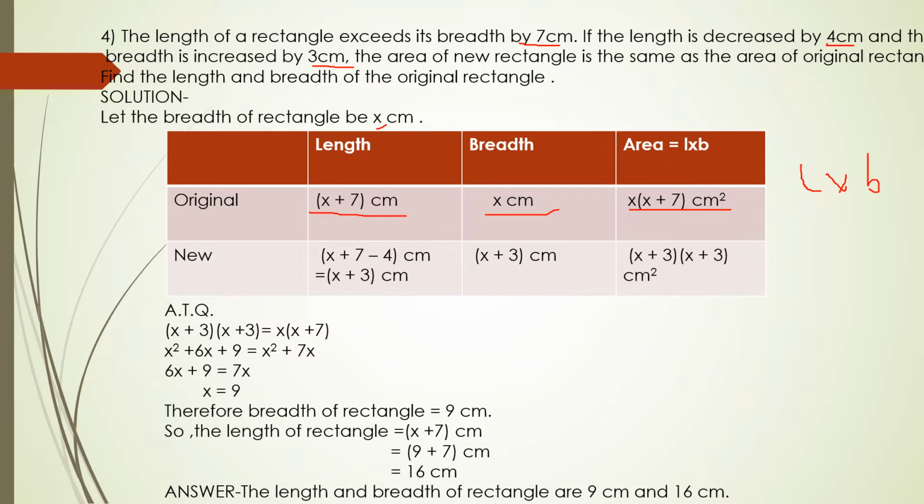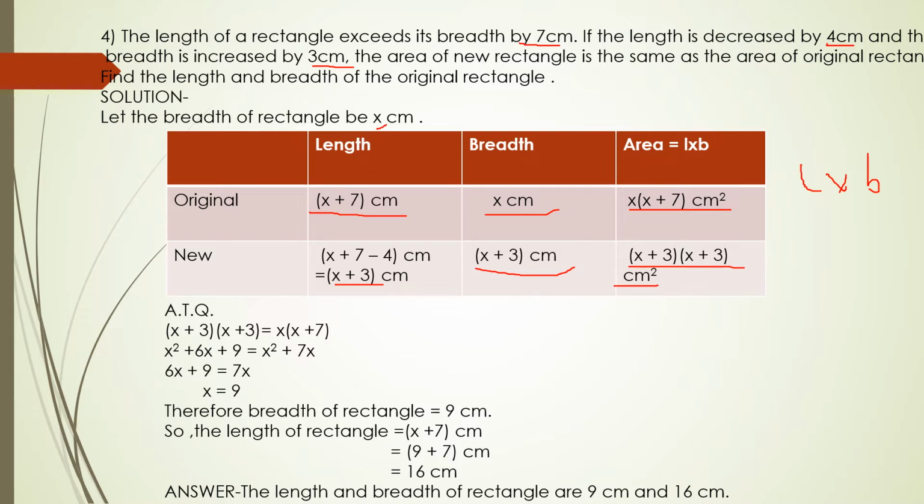Fine. According to the condition we have applied for the new length and breadth. They said you decrease the length by 4 and increase the breadth by 3. Same I have done in the table. The length was x plus 7. I have decreased by 4. It has become x plus 3 centimeter. And the breadth is x plus 3 centimeter again. So the new area is x plus 3 into x plus 3 centimeter square.